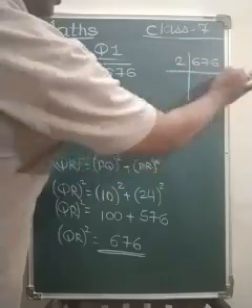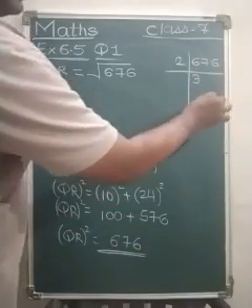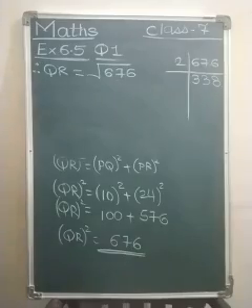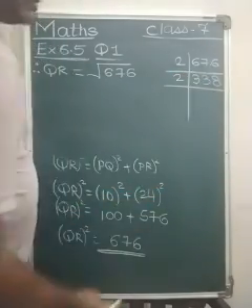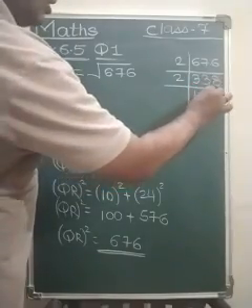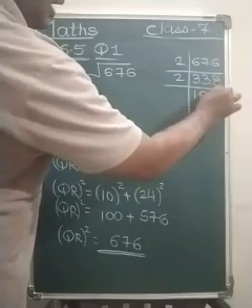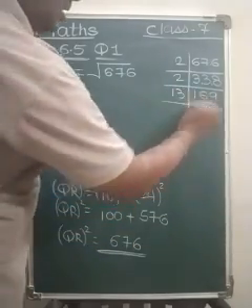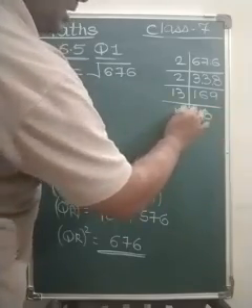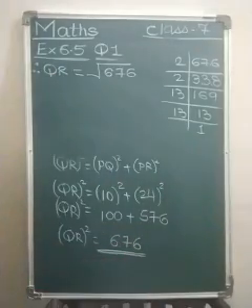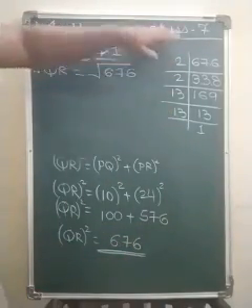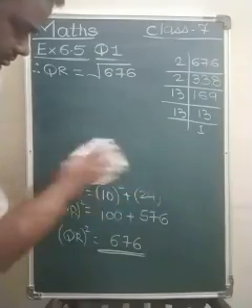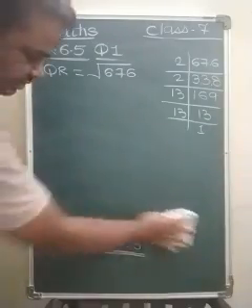676 is divisible by 2. 2 3s are 6, 2 3s are 6, 2 8s are 16, 338. Again with 2. 2 1s are 2, 2 6s are 12, 2 9s are 18. 169. 169 is 13 square. 13 13s are 169 and 13 ones are 13. So what we have done, we have prime factorized this. This is called prime factorization. I will do all this in the rough work. I will rub this out also.